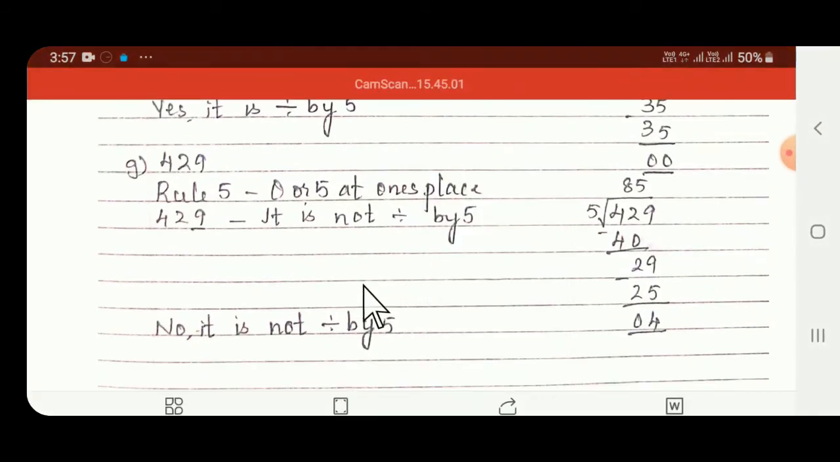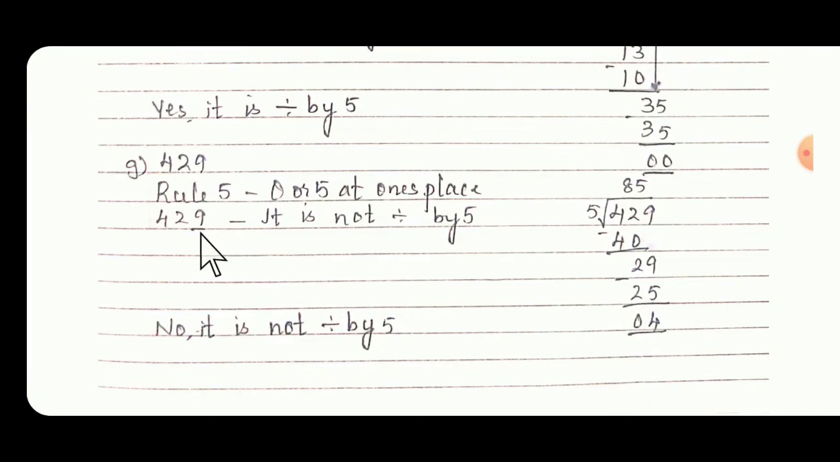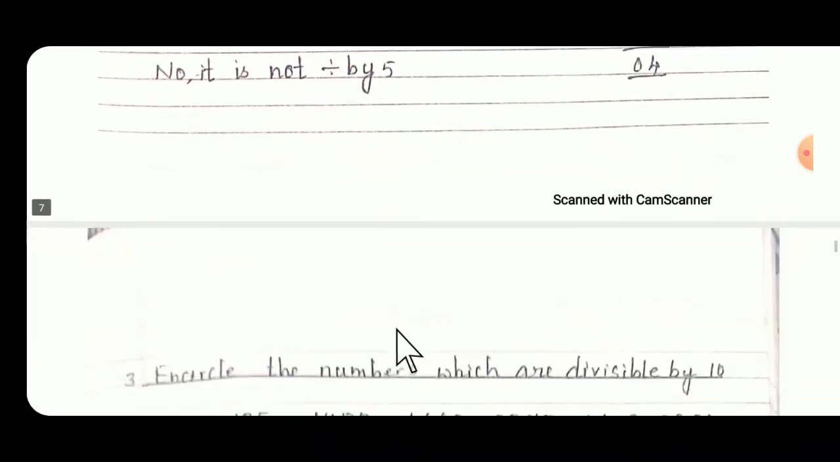The next one is 429. Ones place is 9, that means no, it doesn't satisfy the divisibility rule. If you divide and check also, we should get remainder 0. No, it is not divisible by 5.